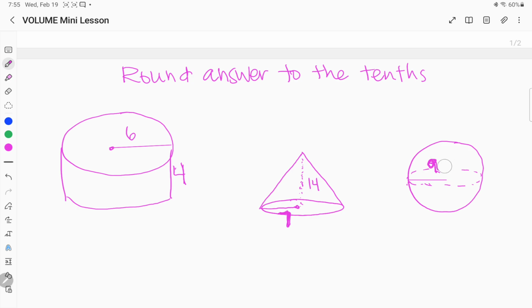So as you do this, I want you to try those 3 on your own, plugging them into your formulas and then rounding them to the nearest tenth. And you can check to see if you got it correct.